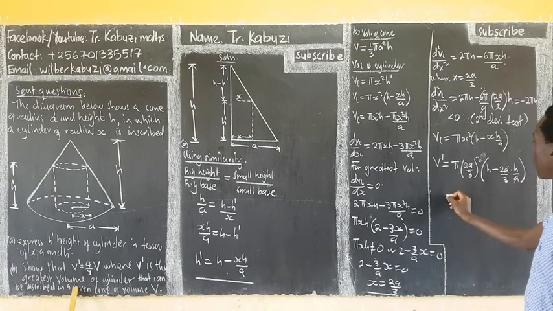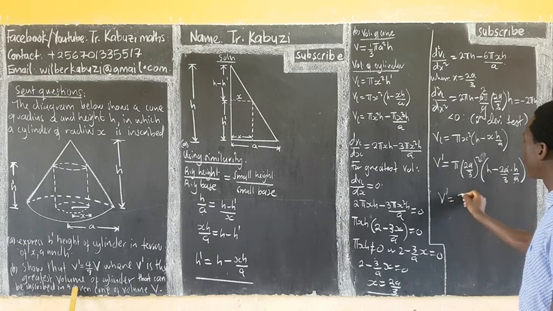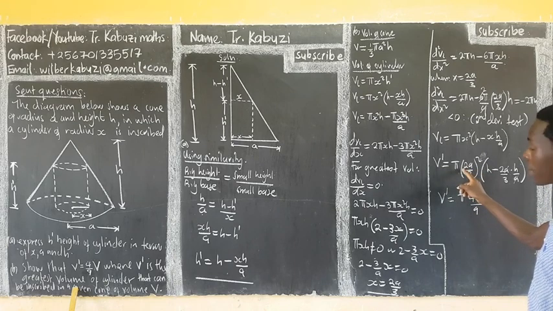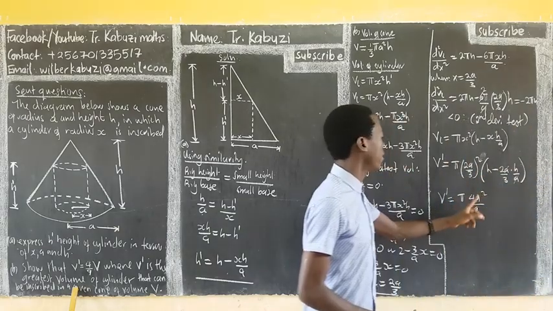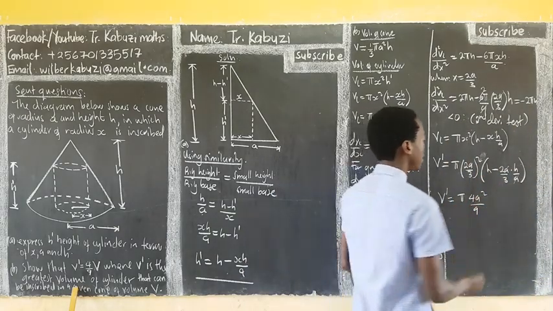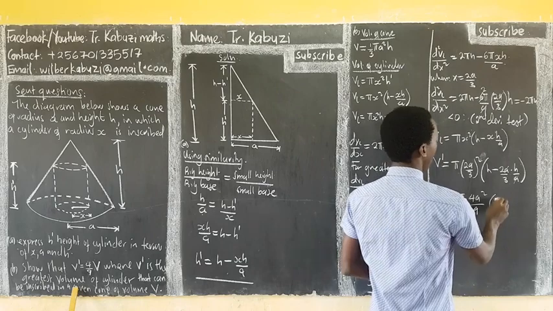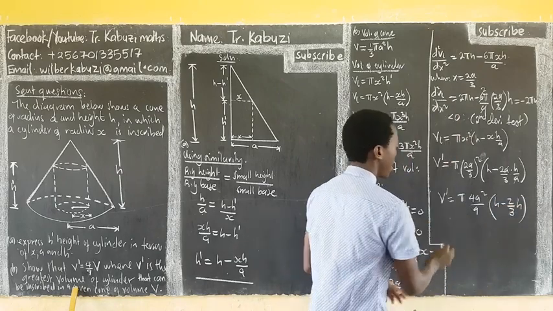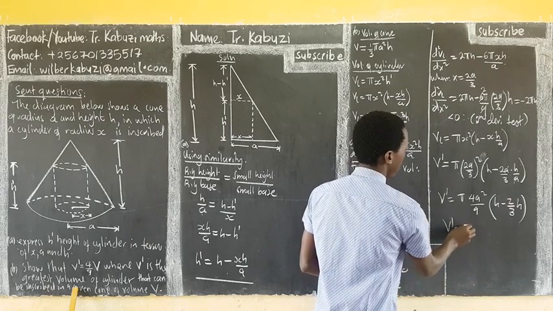So V prime will be 4a squared over 9. We square 2, we get 4, we square a, we get a squared, and when we square 3, we get 9. Now here we have h minus 2 over 3 h, which we can easily simplify.